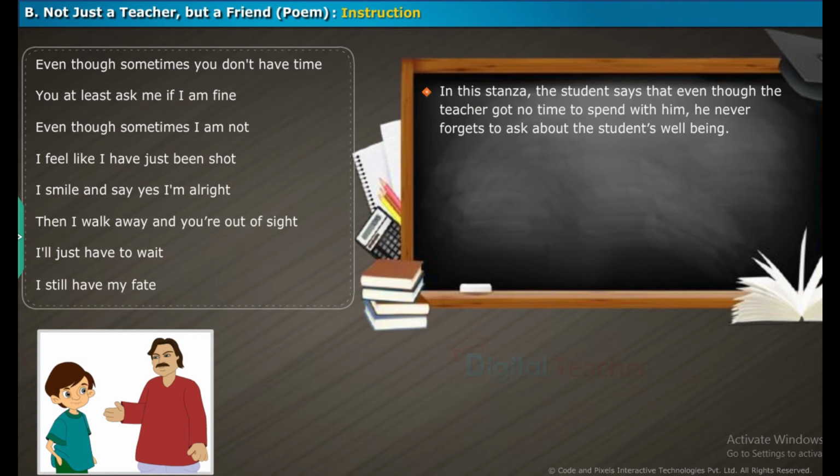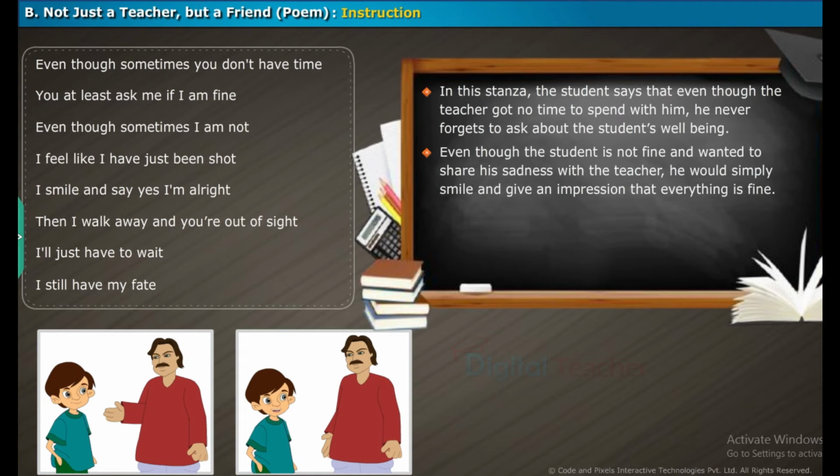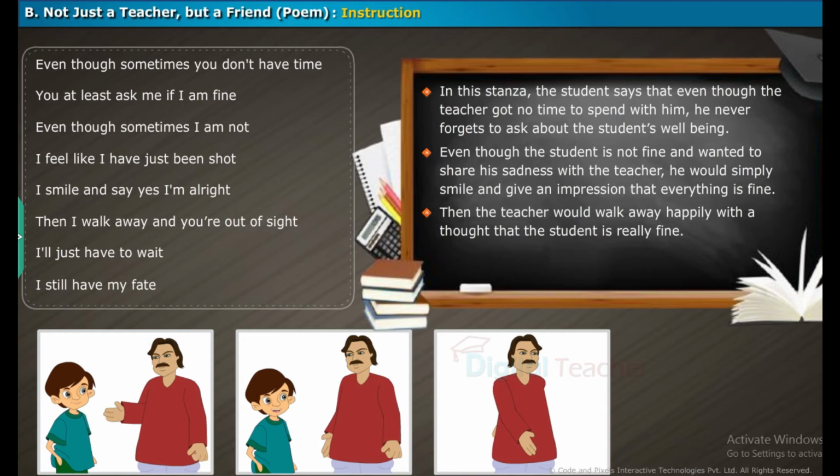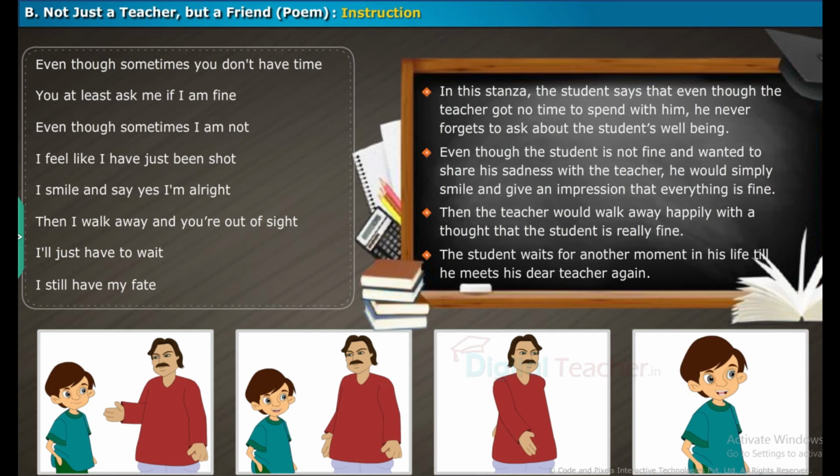In this stanza, the student says that even though the teacher has no time to spend with him, he never forgets to ask about the student's well-being. Even though the student is not fine and wants to share his sadness with the teacher, he would simply smile and give an impression that everything is fine. Then the teacher would walk away happily with the thought that the student is really fine. The student waits for another moment in his life till he meets his dear teacher again.